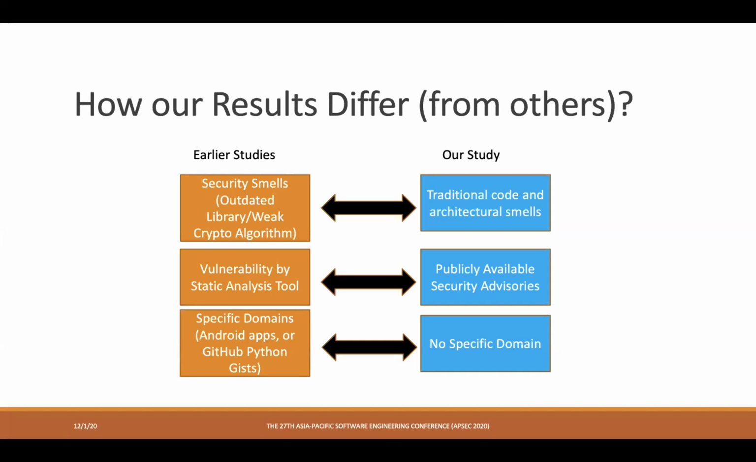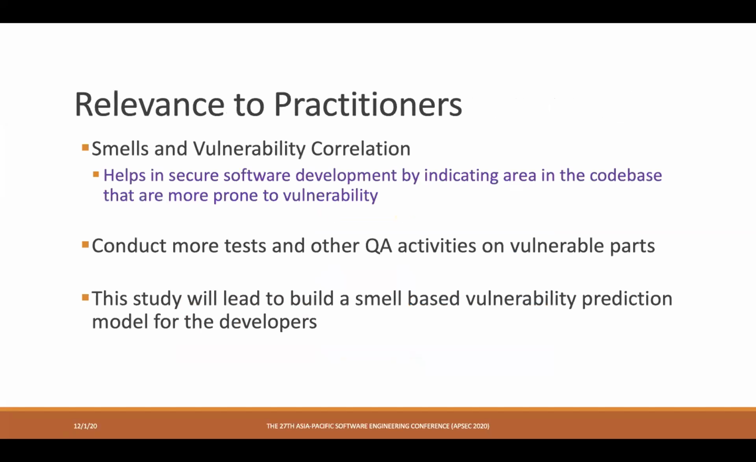Rather, we depended on the publicly available security advisories. And another important difference is that in some of the earlier studies, they considered specific domains like Android applications or GitHub Python gists. But in our paper, we mostly focused on Java applications, and we did not consider any particular context or infrastructure like this.